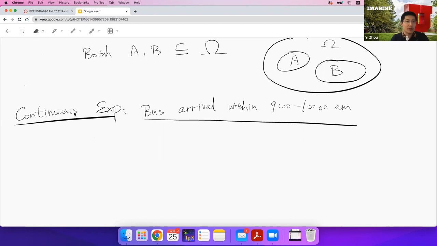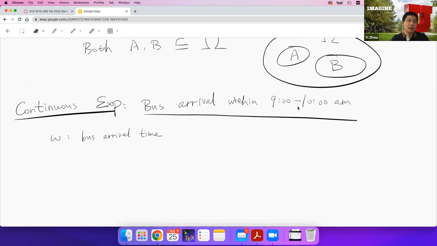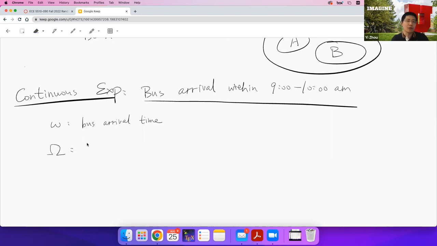So let's denote omega as the bus arrival time, which can be random between 9 and 10. The set of all possible outcomes is the set where this bus arrival time is between 9 and 10. So I will just write it 9 to 10. Right, so this is the set of all the outcomes. And because the time is continuous, between 9 and 10, these are two real numbers, we can have infinitely many possible outcomes. So this is infinite.